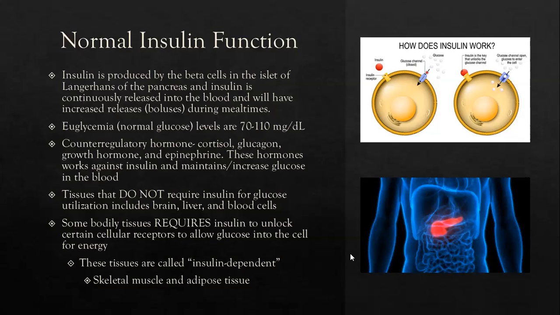There are different types of tissues that don't need insulin and then some that do. Tissues that do not need insulin are your brain, liver, and blood cells. If any of y'all have been studying late at night, super tired, and the first thing you keep thinking about is eating really sugary things, that's your brain telling you it needs more energy. Your brain, liver, and blood cells do not require insulin. The bodily tissues that do require insulin to use glucose are your skeletal muscles and your fat tissue.